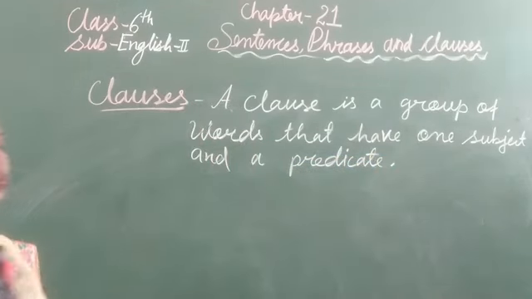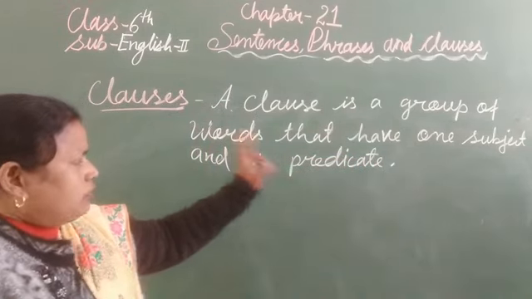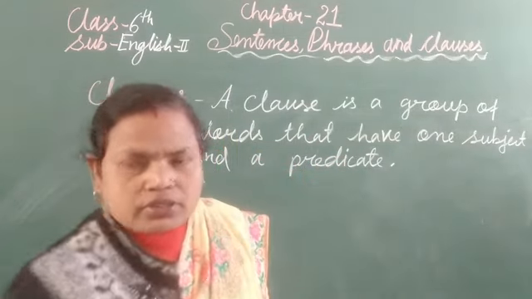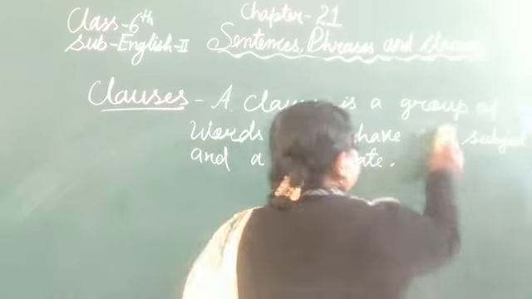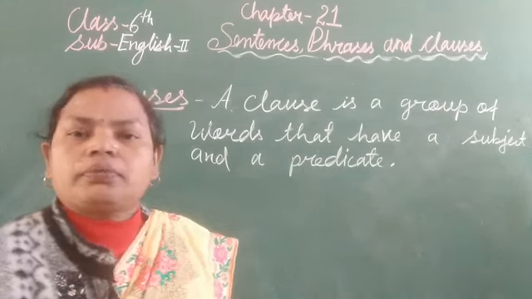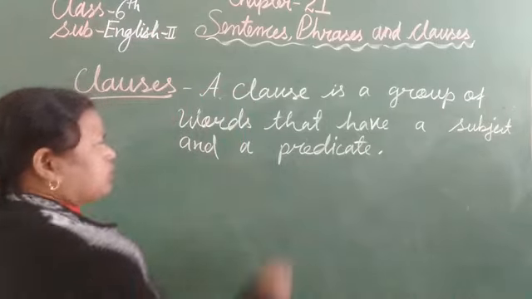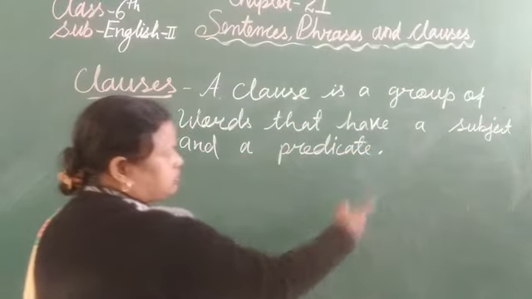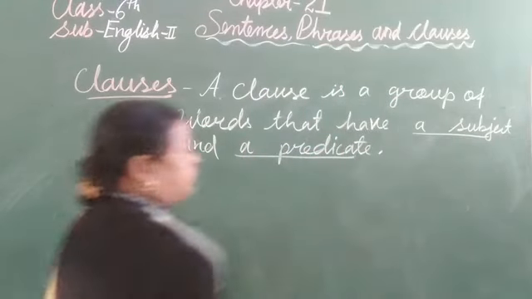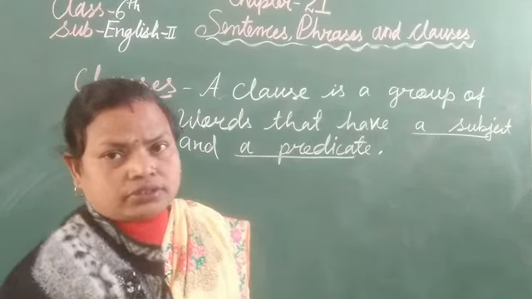See, a clause is a group of words which have one subject and one predicate, or you can say it has a subject and a predicate. So this is the definition of clause. A clause is a group of words that have a subject. It is important, a subject and a predicate. Without subject or without predicate, it is not a clause.